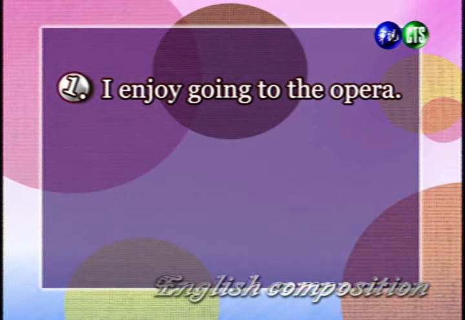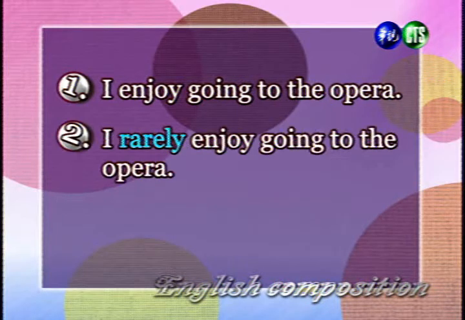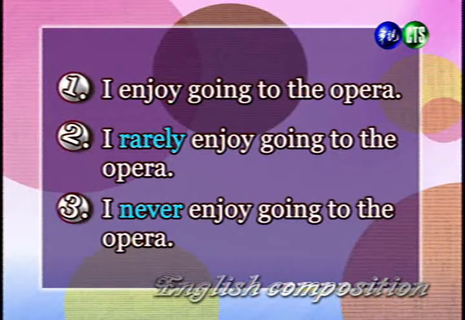And so this has a very positive meaning, a positive take towards going to the opera. But let's add a frequency adverb here. And let's add rarely, for example. So we have, I rarely enjoy going to the opera. Or else, let's add another sentence here. We can use never. And we have, I never enjoy going to the opera.